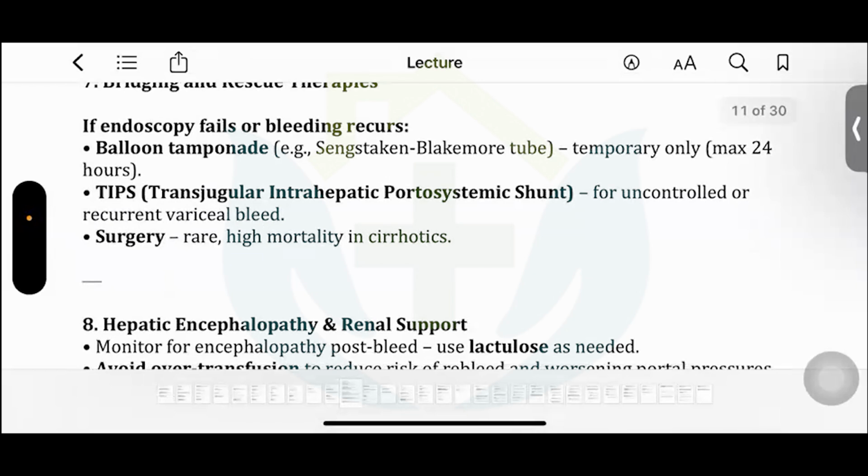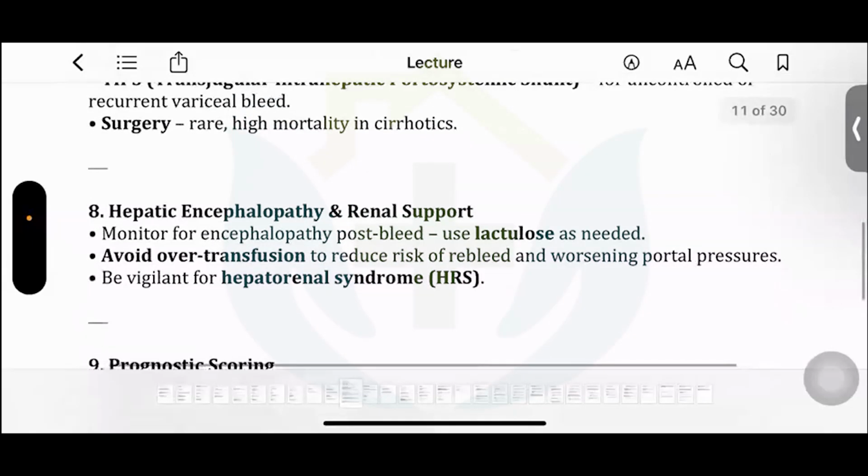So surgery is rarely done, and I have not seen in my career a surgery being performed for variceal bleeds, because the technology and armamentarium is so good now. Of course, these patients will require support for hepatic encephalopathy and hepatorenal syndrome. So, monitor for encephalopathy post the bleed. Once you put in the scope, you've stopped the bleeding. This blood, which was already there, is now in the colon. You need to flush it out with the help of lactulose.